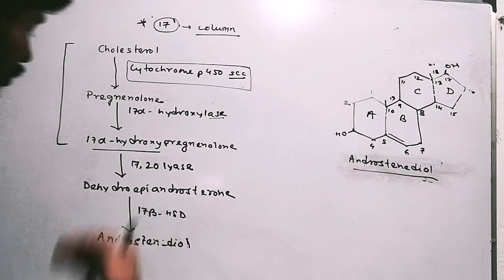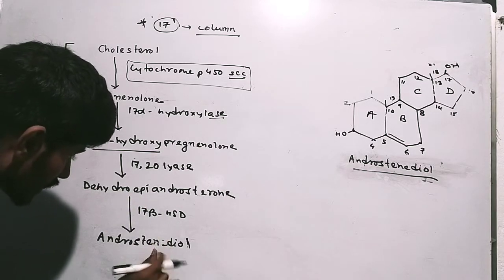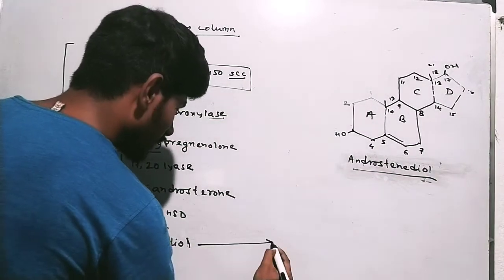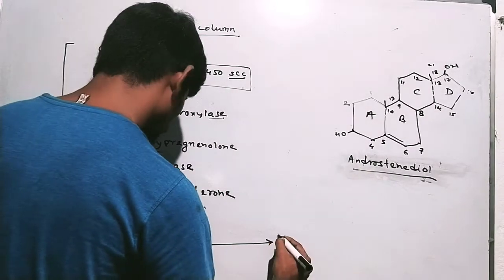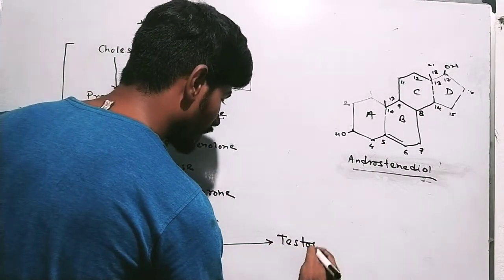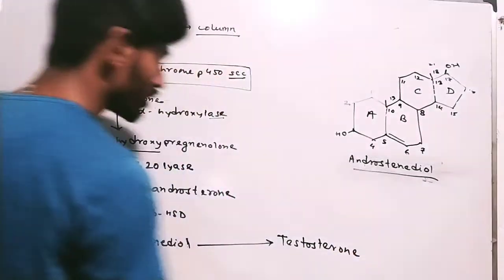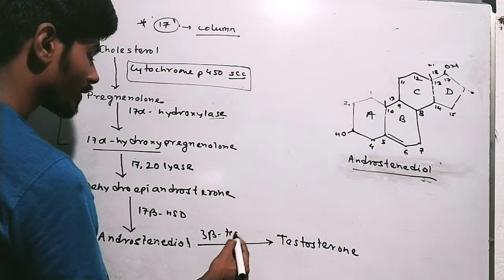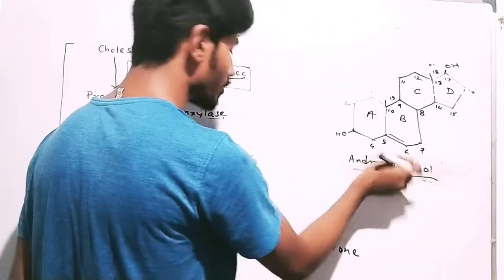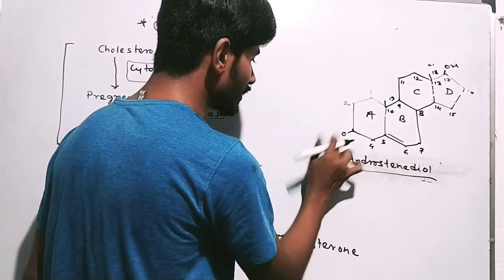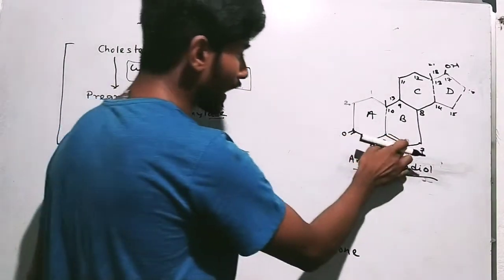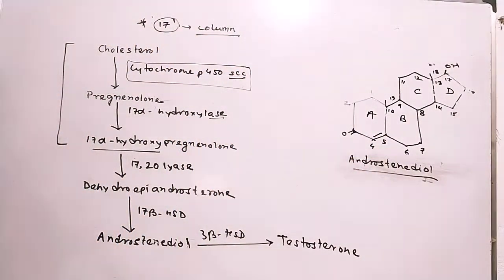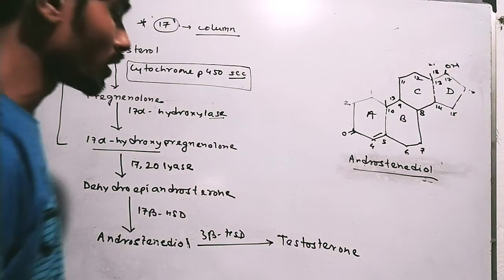Okay, now dehydroepiandrosterone is converted to the androstenediol, which is converted to testosterone by the action of the enzyme 3 beta HSD. So you can see that if I introduce the 3 beta HSD, it would be like this. So the keto group is there, and this pi bond is shifted to the A ring in between 4 and 5. Now you can say that this is the structure of the testosterone.